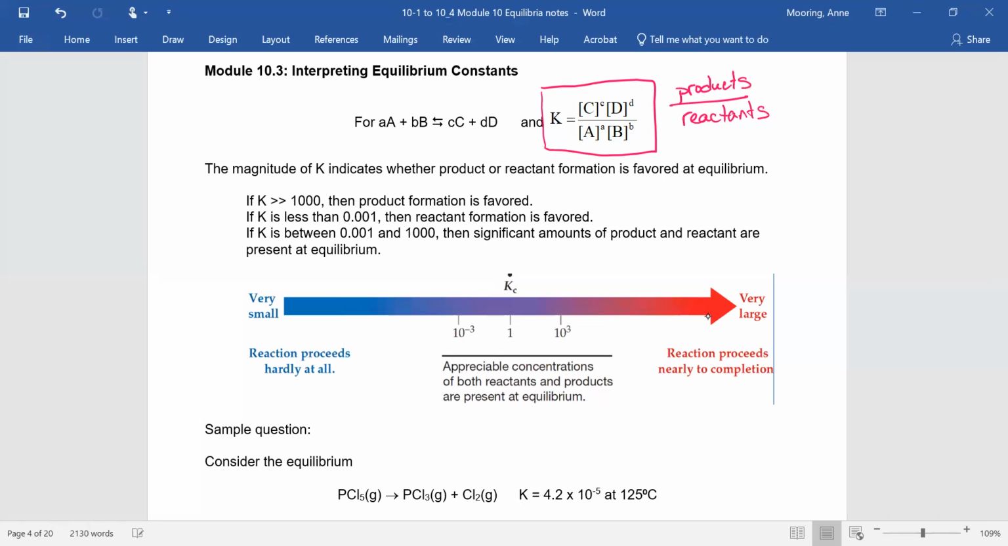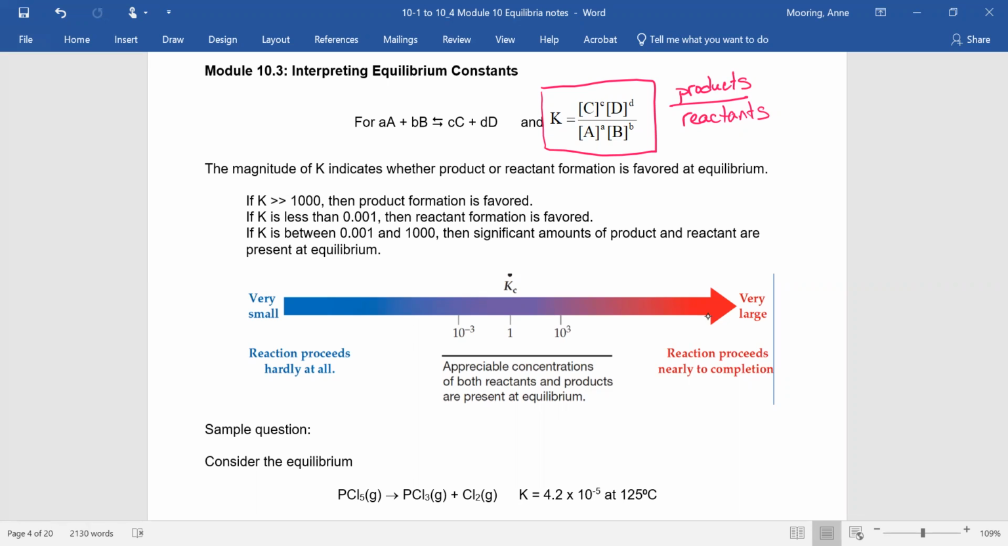We know that if K is a large positive number, then we had to have made a lot more products. If we made a lot more reactants, then we would have a very large number in the denominator and K would be very small. So the magnitude of K indicates whether product or reactant formation is favored at equilibrium.